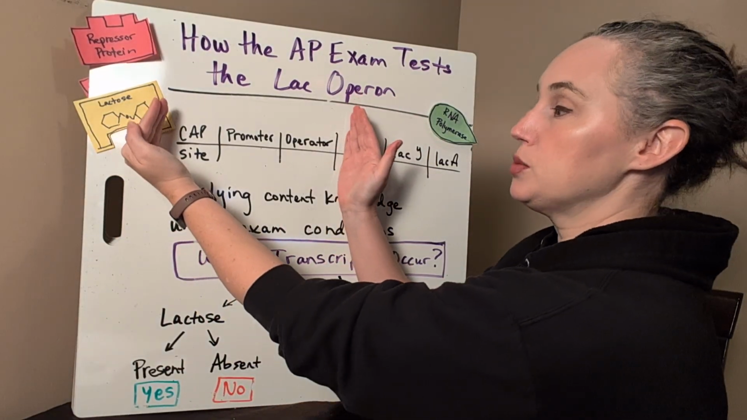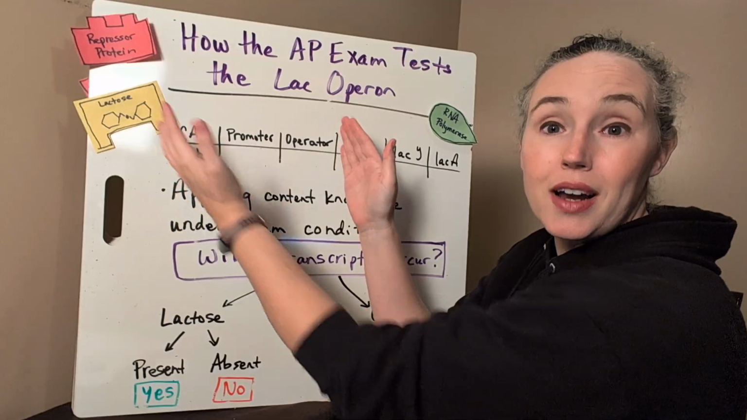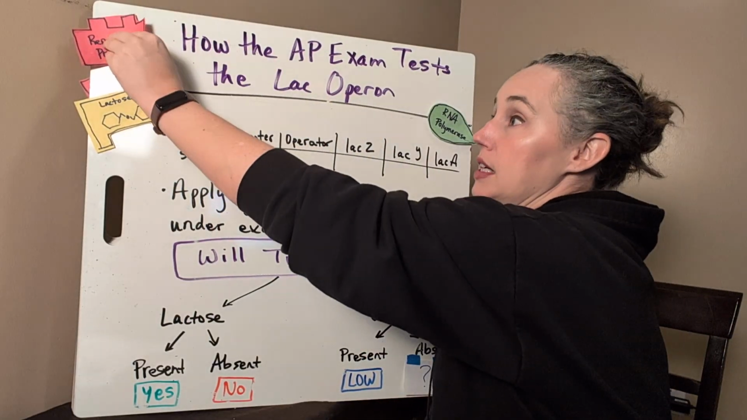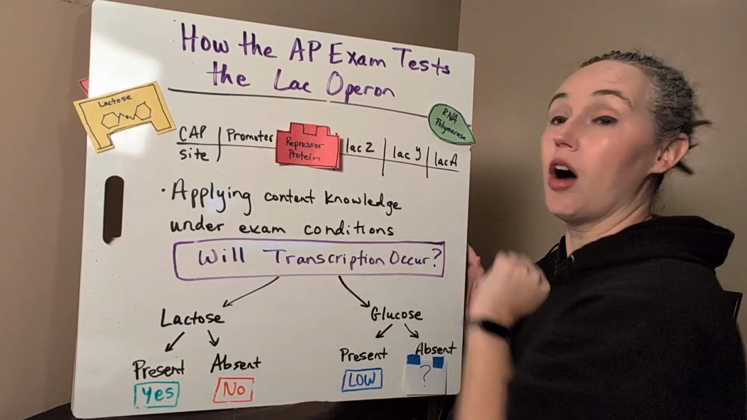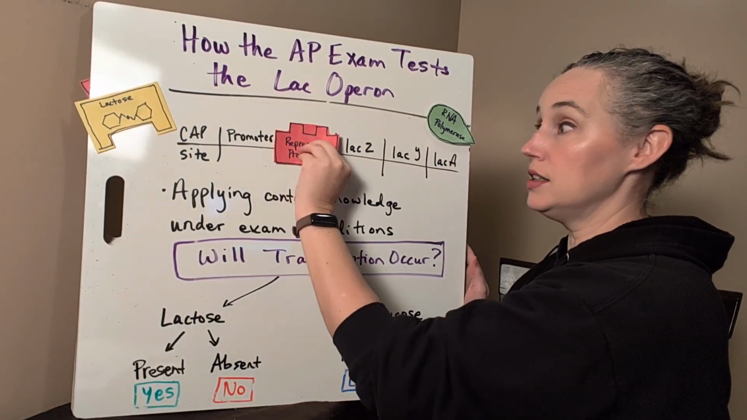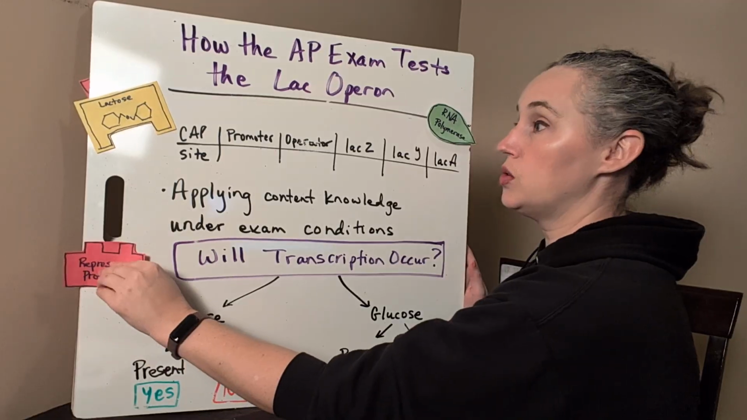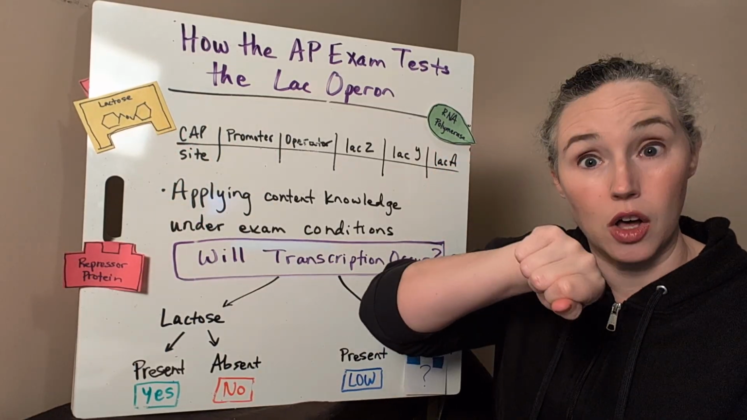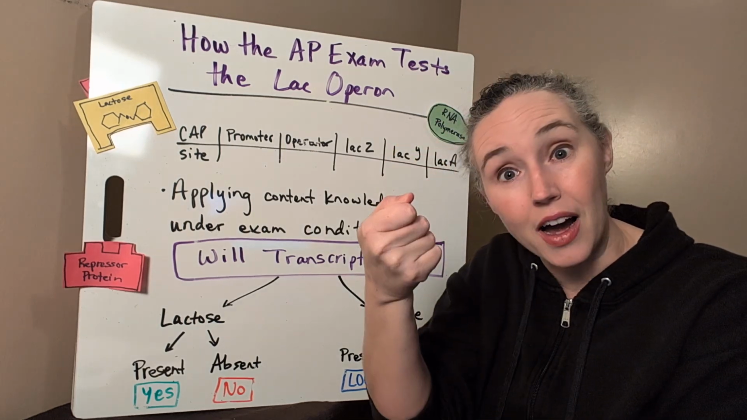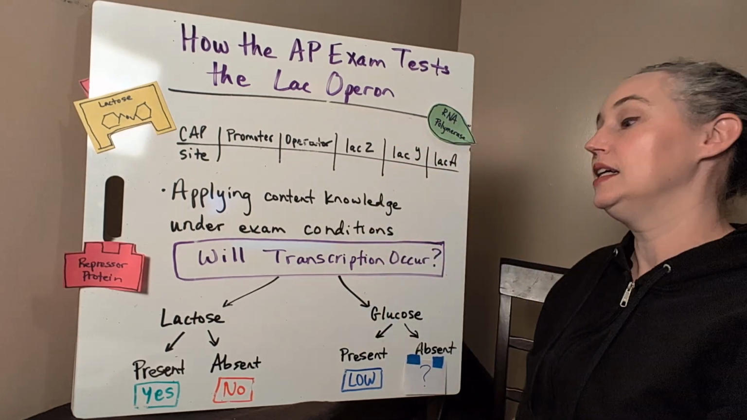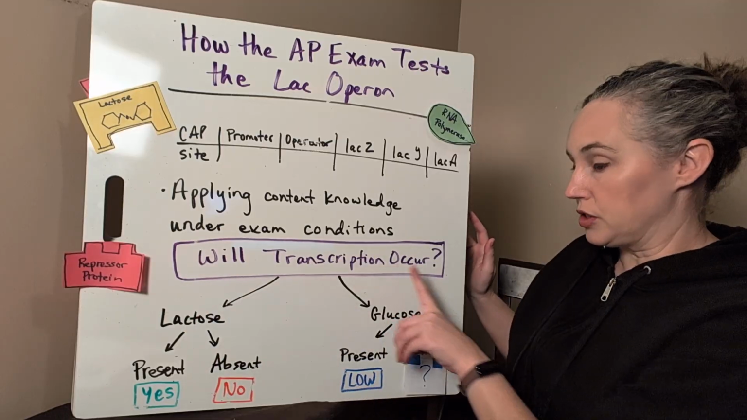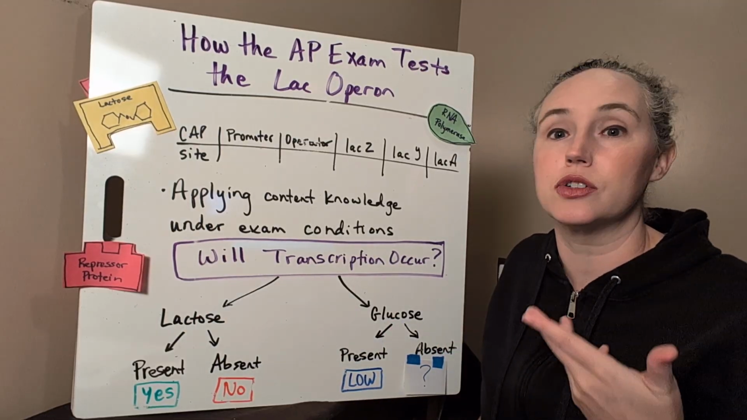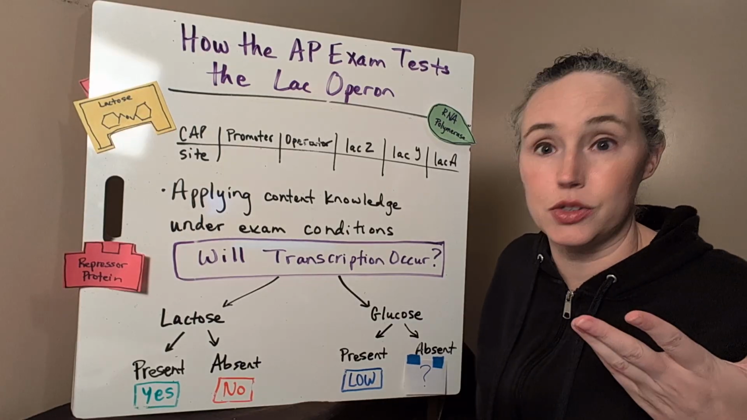Remember, this whole first part, the cap site, the promoter, and the operator, is all part of what either turns this off or on. And then also the cap site is going to help us regulate, are we on low transcription or high transcription? So when we think about will transcription occur, one of the main contexts they put it in is sugar presence or absence.